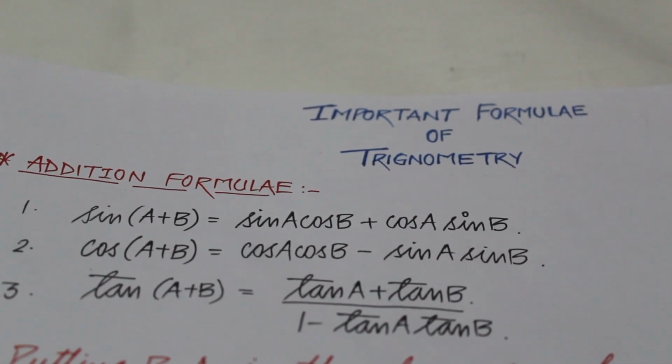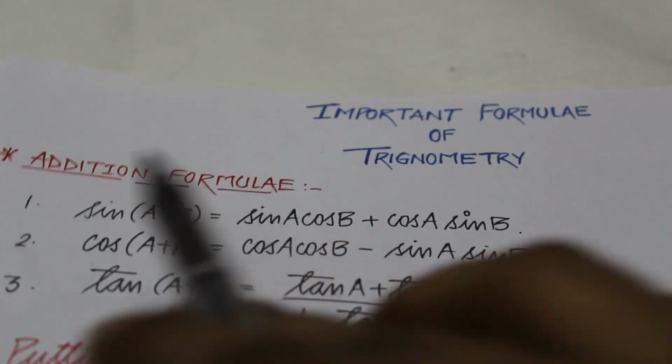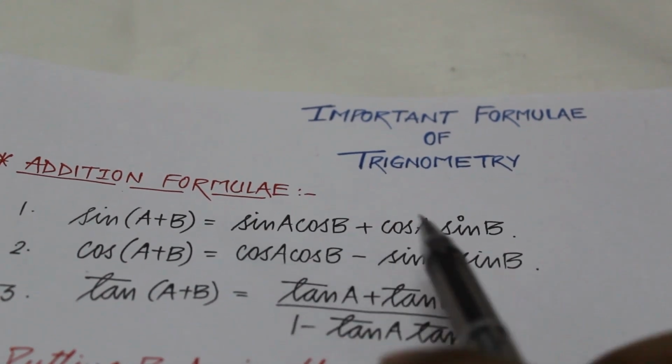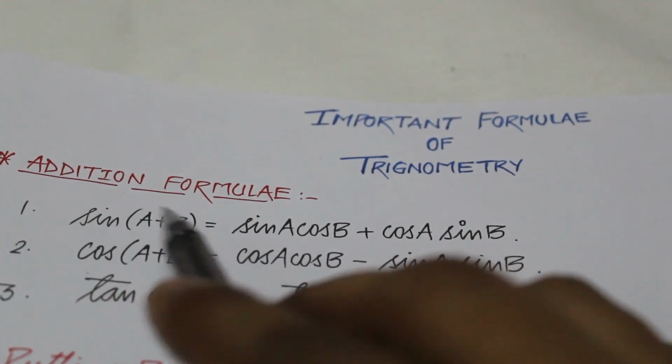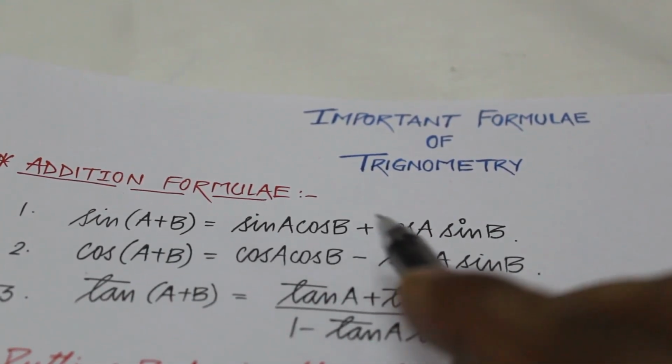Next we are going to study some important formulae of trigonometry which would be widely used while deriving some formulas in physics. First of them we'll study our addition formula. Sin A plus B is equal to sin A cos B plus cos A sin B. You can't just simply multiply that as sin A plus sin B. It will be sin A cos B plus cos A sin B.